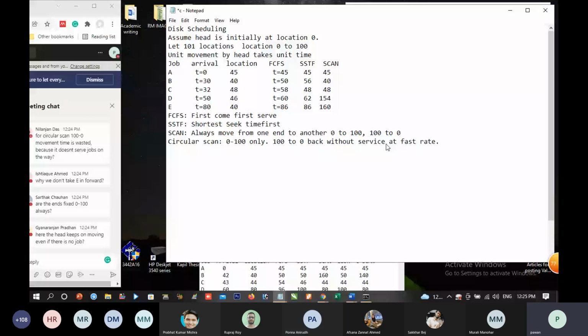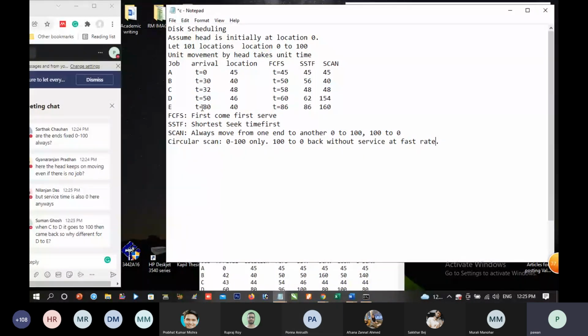Because we could not serve, because at time t, job E was at location 40. We were at location 40 at time t equal to 40. Job E arrived at time t equal to 80 only. Yes, the head keeps on moving even when there is no job.